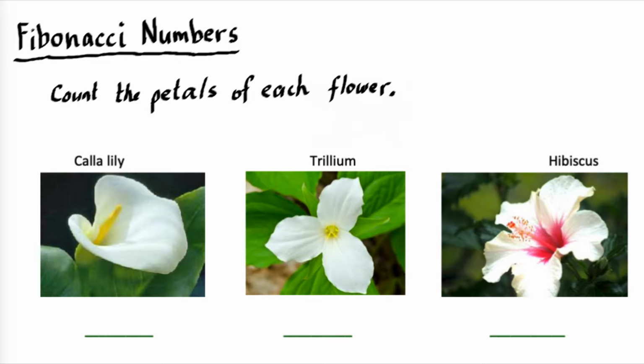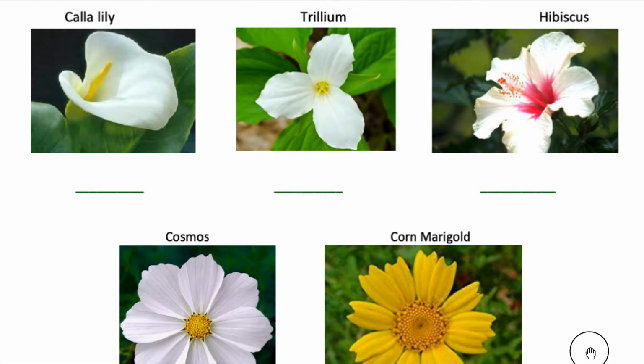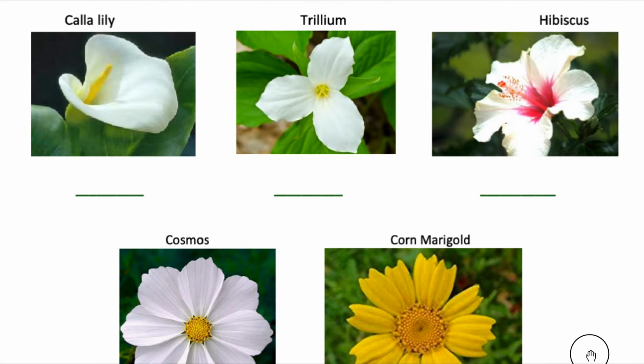One of which is what you're looking at on your screens right now. We call this the Fibonacci numbers. Before we even get to define or get a glimpse of what these Fibonacci numbers are, I want you to count the petals of each flower here. Actually, there are three: calla lily, trillium, and hibiscus. But there are more below that cannot fit the screen. Let's count how many.